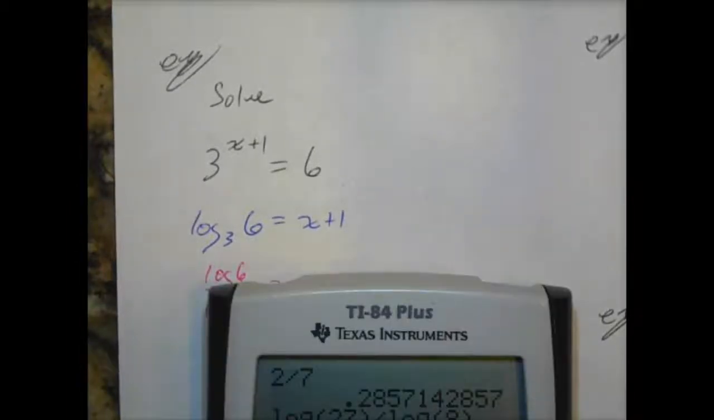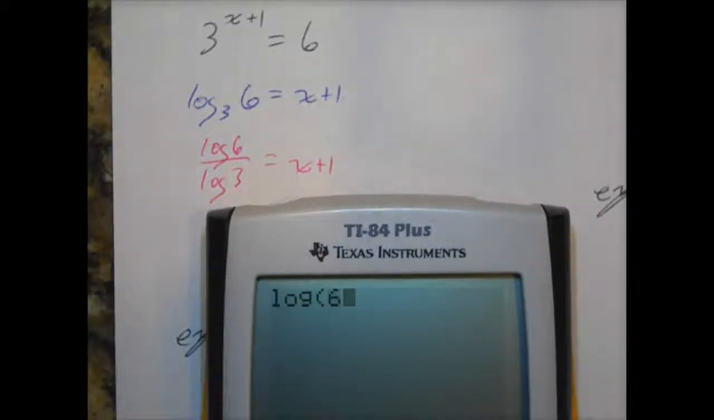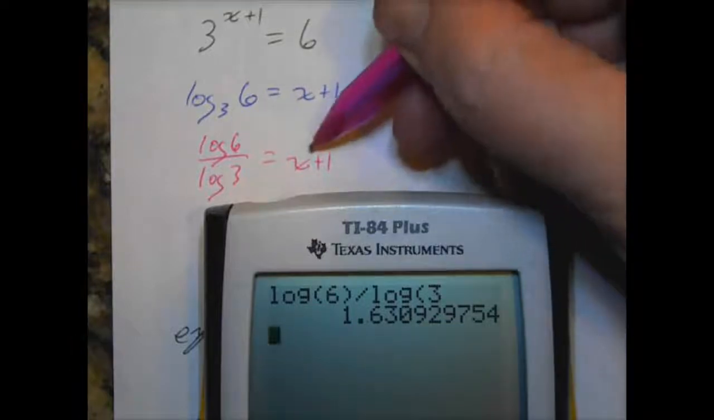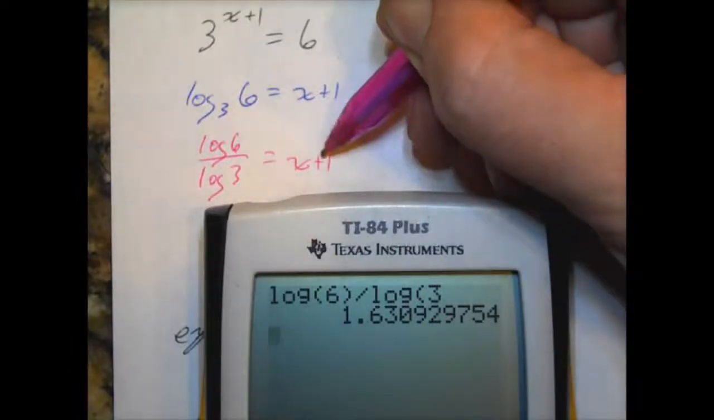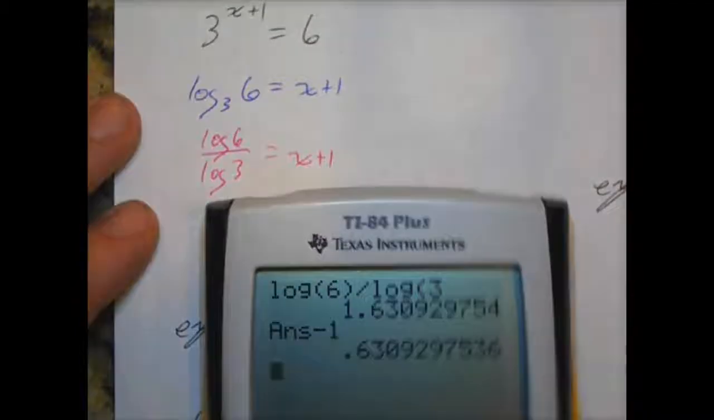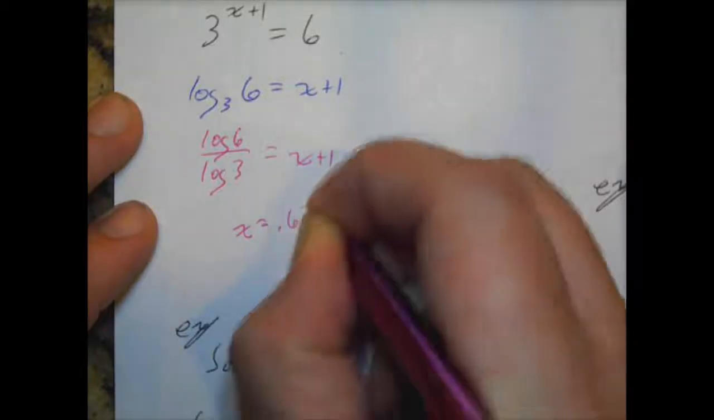I can determine what log 6 divided by log 3 is, so log 6 divided by log 3. And then since I have this x plus 1 over here, I know I need to get x by itself, so just subtract 1, so minus 1, and my answer is 0.631. So x equals 0.631.